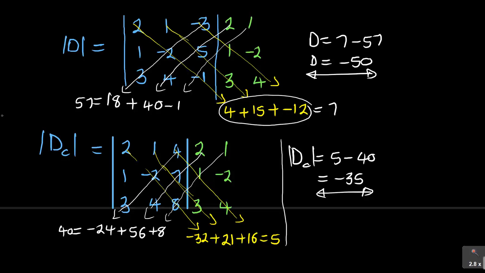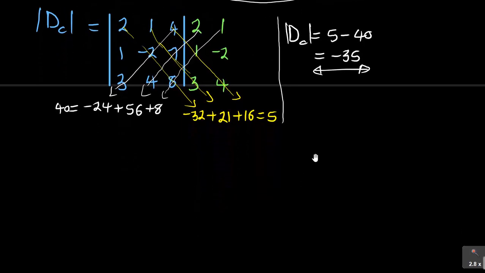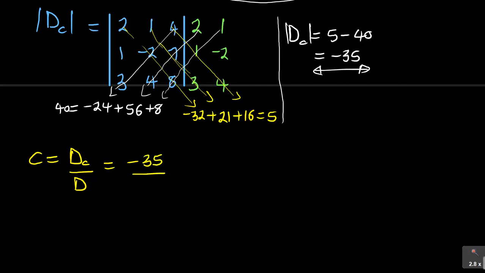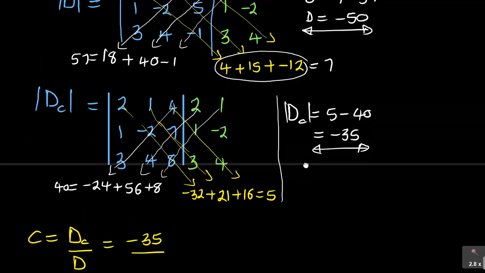So now, how do I go about simplifying this using Cramer's rule? Remember, I'm just focusing on C now in this case. Using Cramer's rule, if you want to find C, C is equal to D of C over D. D of C, we said, was minus 35, over D, and D is negative 50.